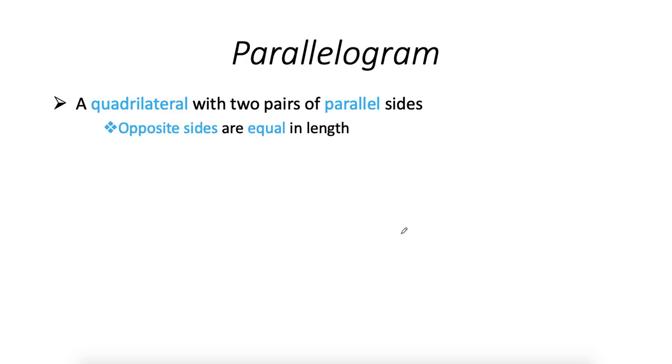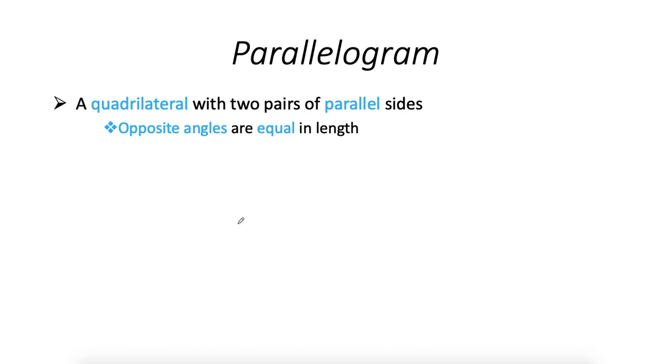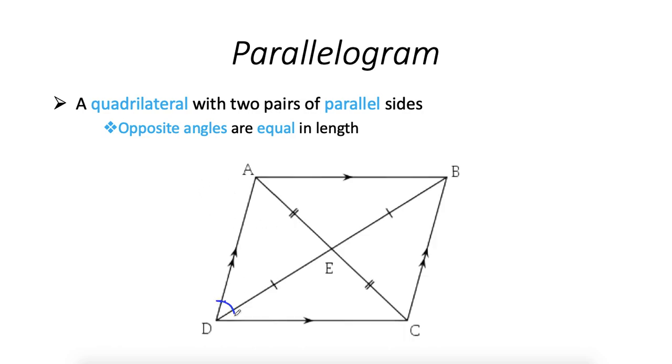Coming to the properties, first thing is that opposite sides are equal in length. So AD and BC are opposite sides and these are equal. Likewise, AB and DC are also opposite sides and these are equal. The next property is opposite angles are equal. That means angle D is equal to angle B and angle A is equal to angle C.